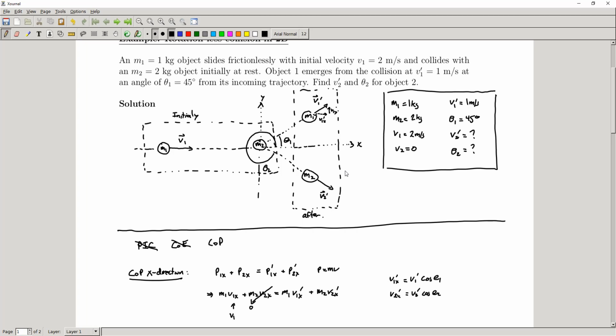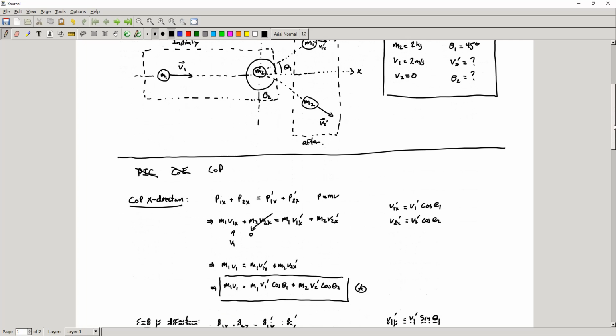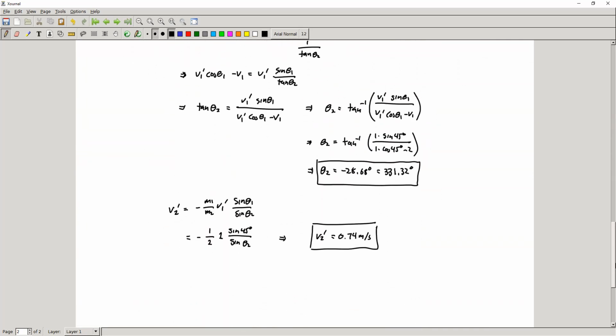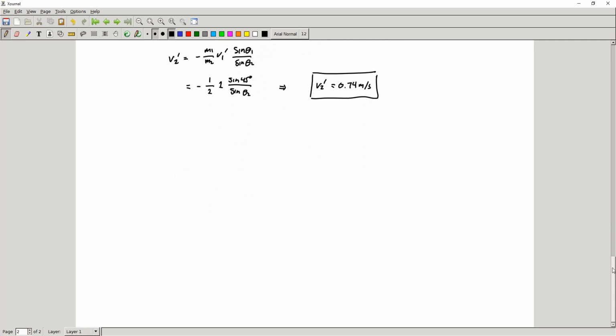We're told that v1 prime is 1 meter per second, and v2 prime we find is 0.74 meters per second. So the whole thing seems to make sense. These things are moving in ways that we would intuitively expect, right? So now we weren't asked, but we can take a look at the kinetic energy in this situation here.